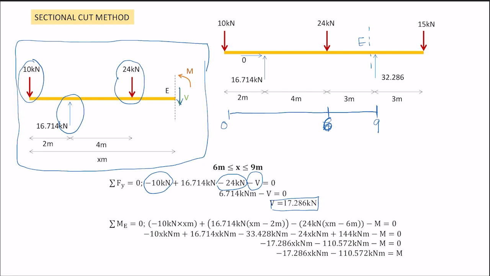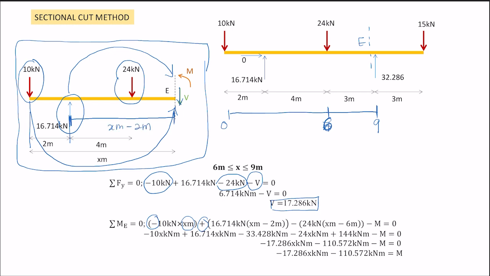And then we're going to find the value for moment. Moment we're going to take at E. So 10 kilonewton goes to E. The distance is going to be X meter. It is counterclockwise, that's why negative. And we have 16.714 going to E. It is clockwise, positive. And the distance is going to be X meter minus 2 meter because the distance is from here to here. So from here to here is 2 meter, therefore X meter minus 2 meter.